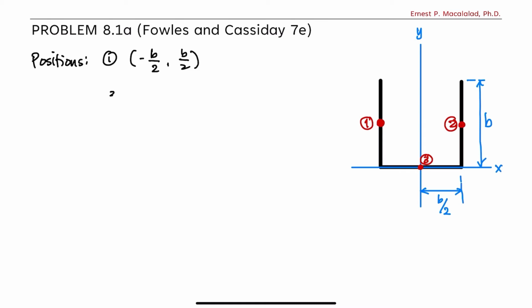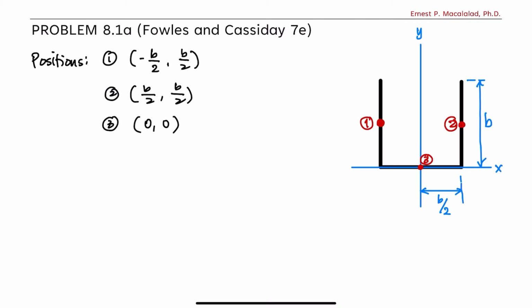Position number 2 would be b over 2 and b over 2. So this is b over 2, this is also b over 2, this is also b over 2, this is b over 2. And lastly, the particle that represents the bottom segment, segment number 3, is at the origin.